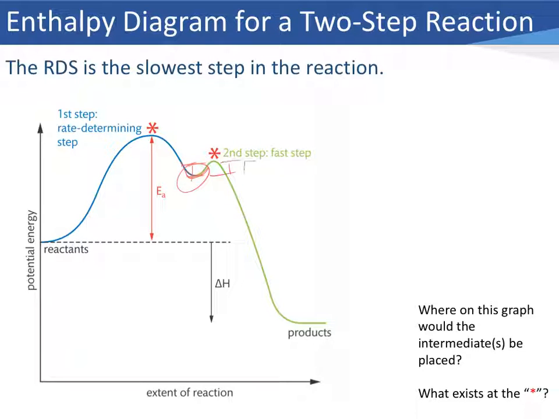So this is the activation energy of step 2, which would be a faster step. It's a smaller activation energy. Then we have the products. So the intermediate would be placed here, and these asterisks represent transition states during each of the elementary steps.